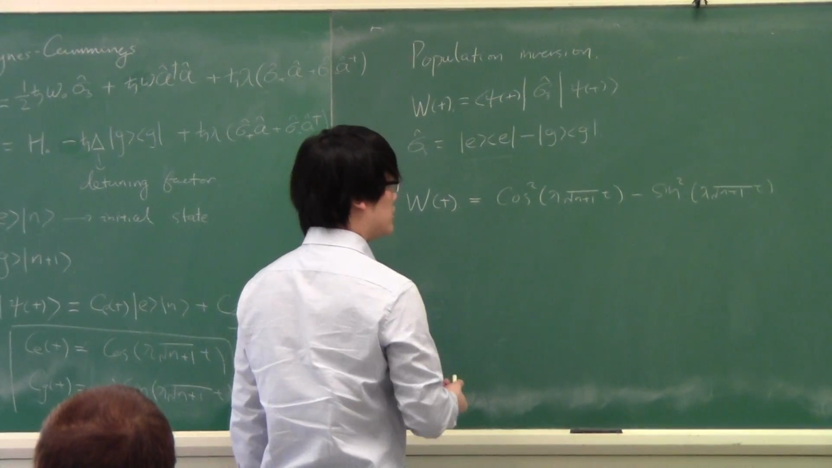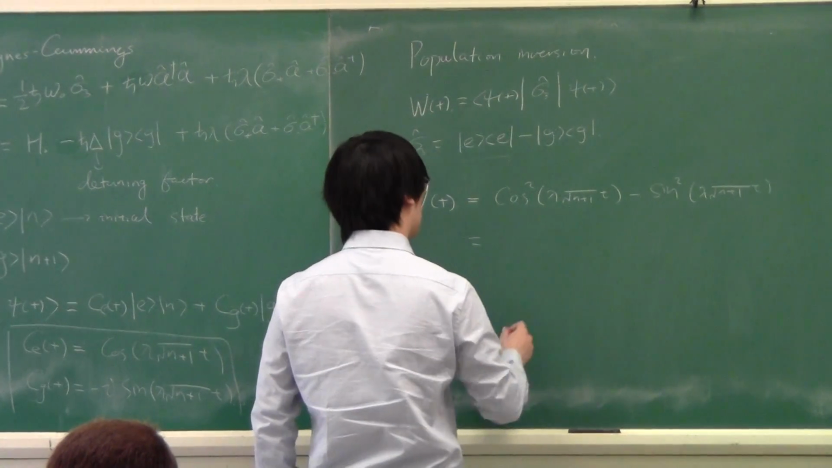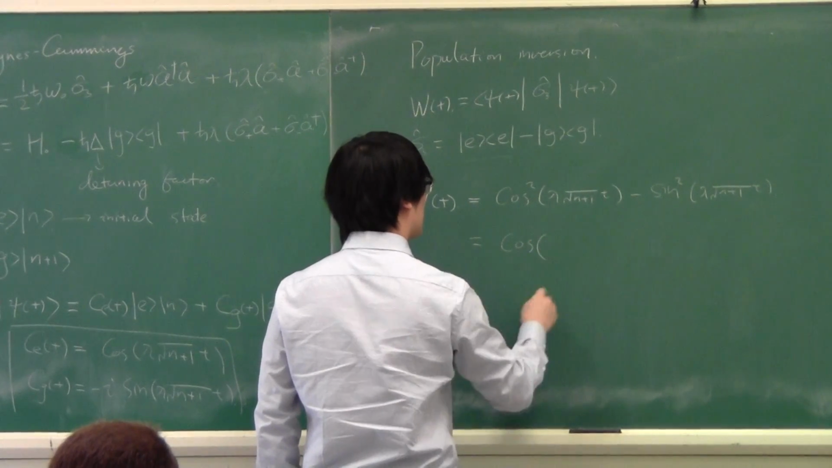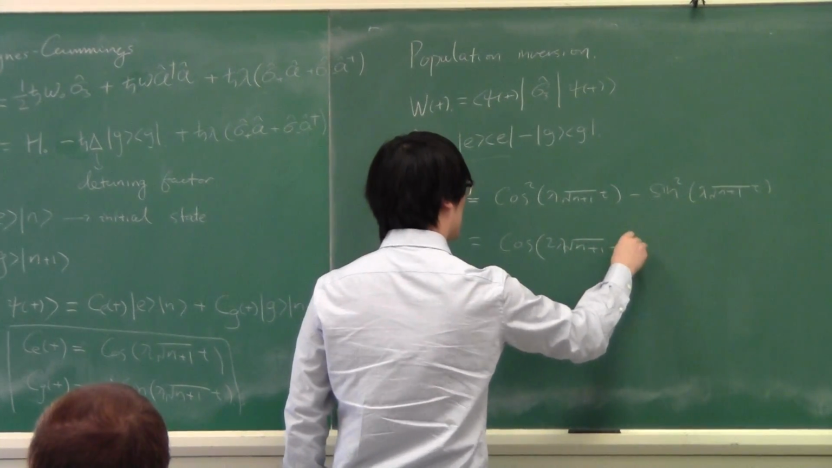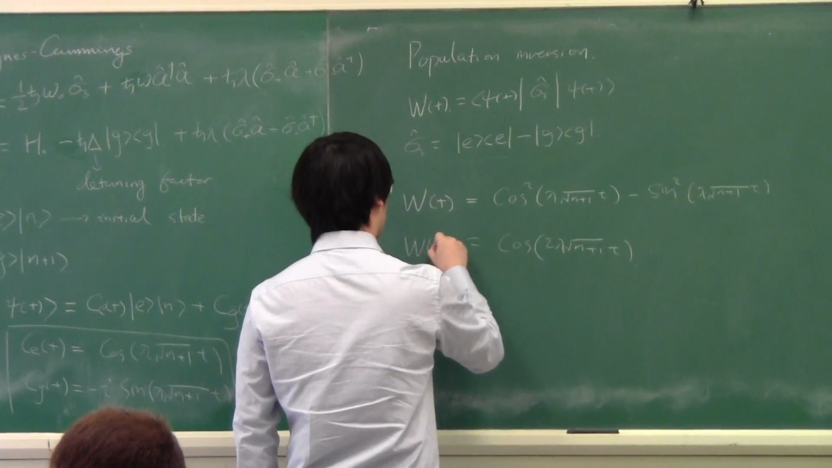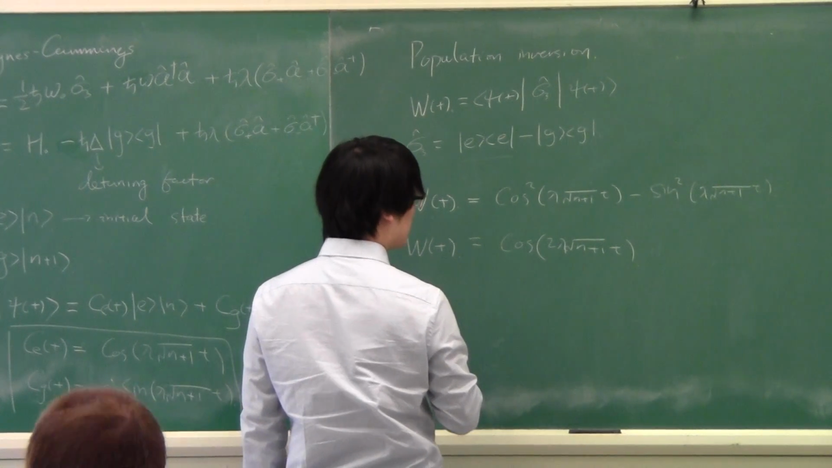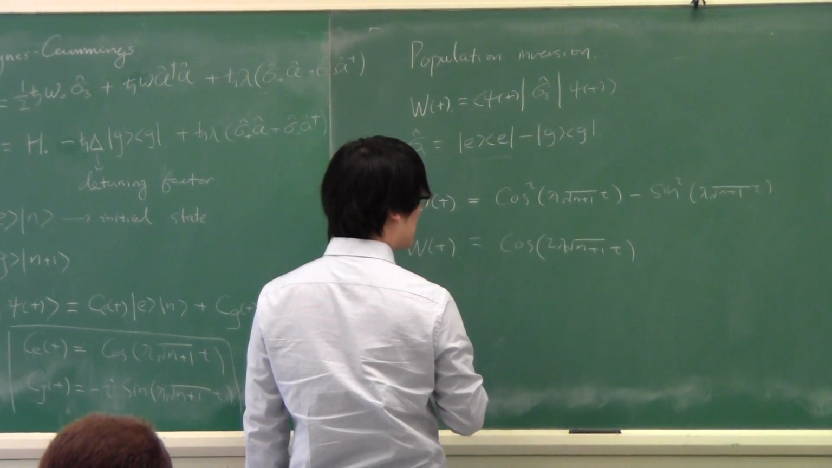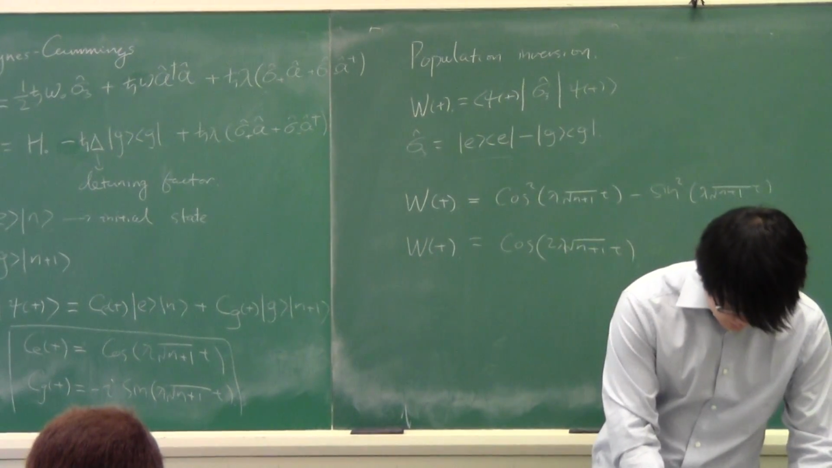Now, using simple trigonometry, we find that this is equal to cosine 2, and I think there should be a factor of, no, that's it. Yeah, maybe it's a 1 plus or something. Can't remember.